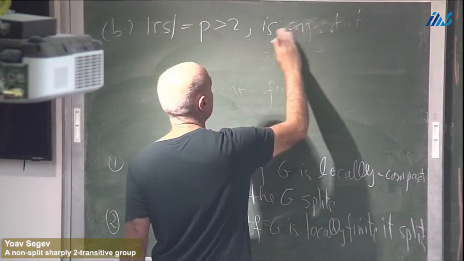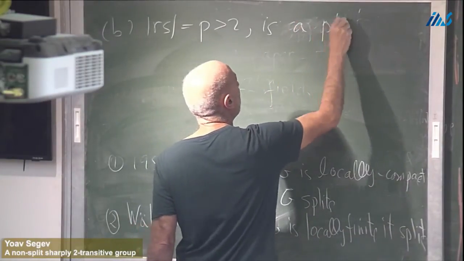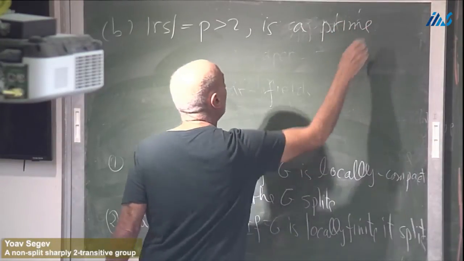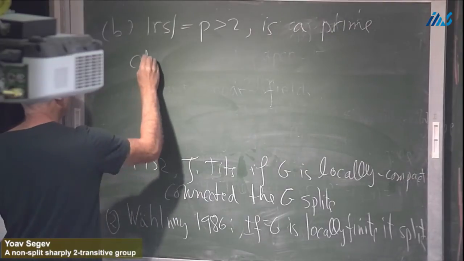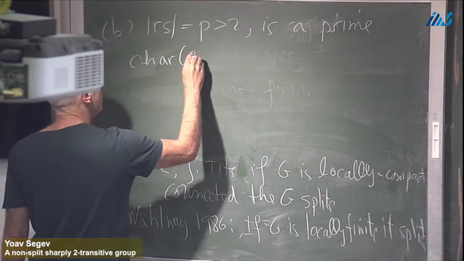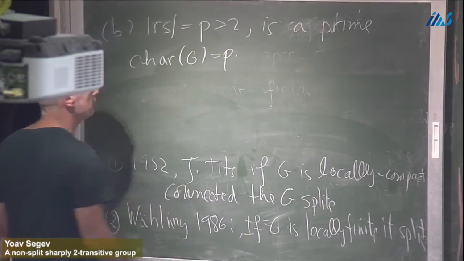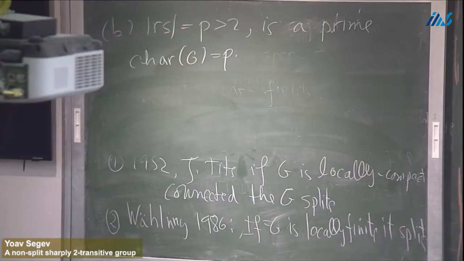Well, I wrote larger than 2 is a prime. And here we say that the characteristic of G is this prime, and we write char G is P. Okay, so this is the situation with involutions in a sharply two transitive group.